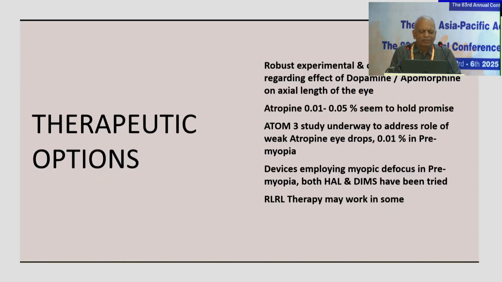Now, therapeutic options in pre-myopia include robust experimental and clinical evidence regarding effect of dopamine, epinephrine on axial length of the eye. Atropine 0.02 to 0.05% seems to hold promise. ATOM-3 study is underway to address the role of weak atropine eye drops, 0.01 to 0.05%, in pre-myopia. Devices employing myopic defocus in pre-myopia, both HAL and DIMS lenses have been tried. There are studies recently which have shown that this is effective, and RLR therapy has also been expensive, but it has been used in China.